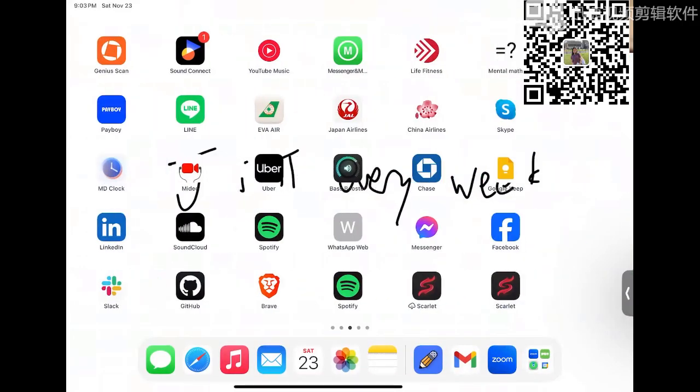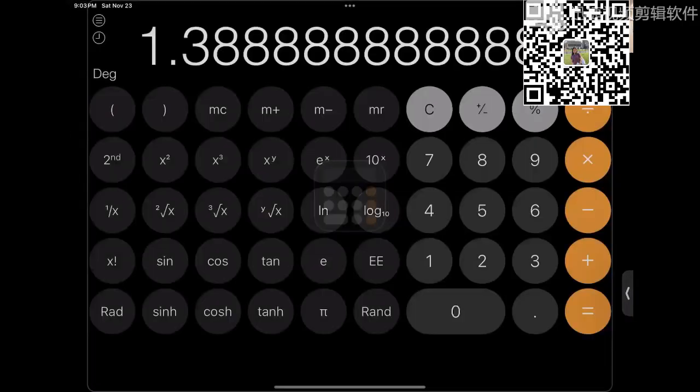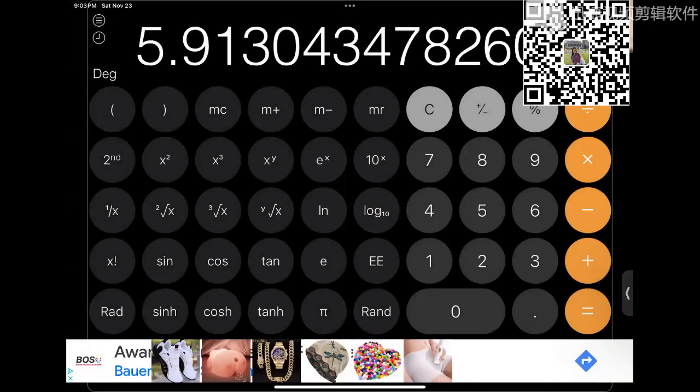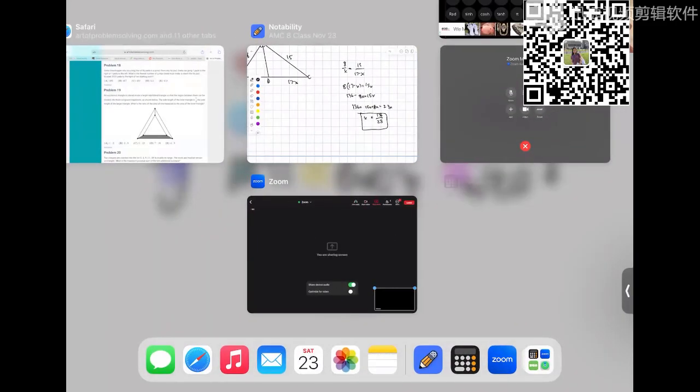Because if you go on the calculator... yeah, no calculator, but yeah, you get this number. They're not going to expect you to know this for the AMC8. Should we just write it into the fraction? Yeah, fraction, exactly. Fractions is perfect.